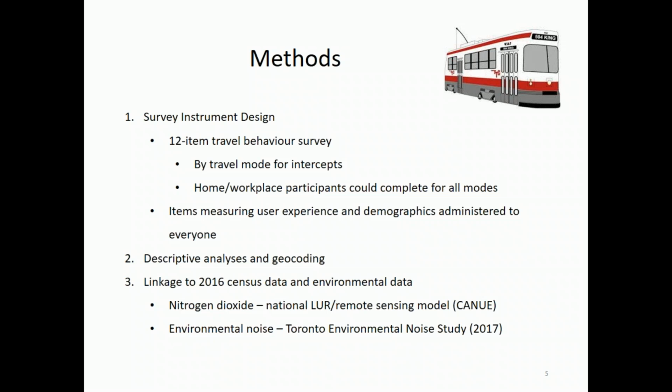So the survey was administered in two different ways. We have 12 questions focused on travel behavior, and people that were intercepted on King Street were able to answer only for one travel mode, depending on whether they're streetcar users, pedestrians, or cyclists. But the people that were recruited at home and in their workplace were able to answer for multiple modes of traveling. And I'll explain a little bit more about that in the next slide.